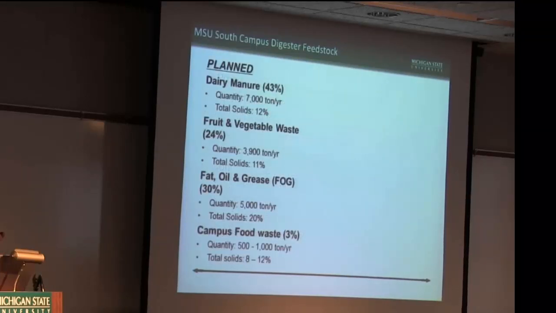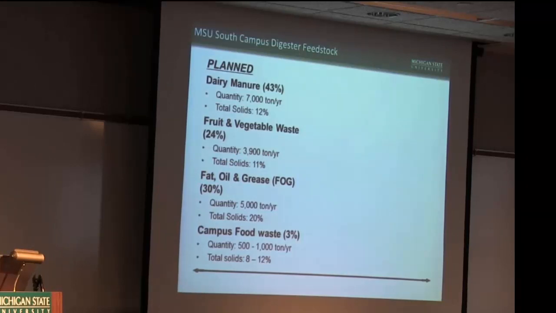So when we planned this system in 2012, we expected to use about 40 to 50% dairy manure, which of course is right there on campus, 7,000 tons a year. And then fruit and vegetable waste. Meijer has a distribution warehouse in Lansing. They cut pineapple for all of their fresh market areas, so that generates a pretty large volume of pineapple skins and husks. That was expected to be about 4,000 tons a year.